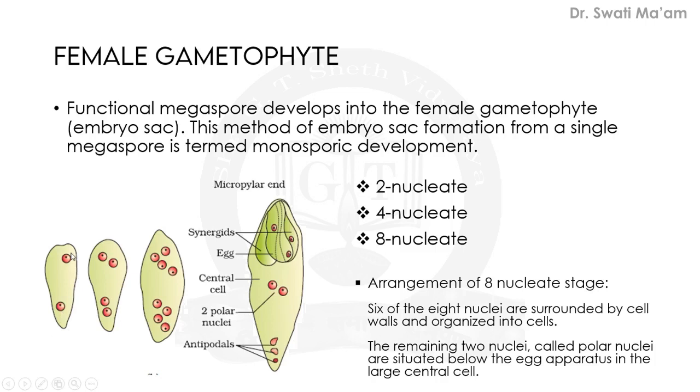So here, the first diagram is showing the two nuclei structure. Again, 2 will develop into 4 nucleated structure, and then 4 will develop into 8 nucleated structure. So this diagram will be showing the 8 nucleated structure. No cytoplasmic division is followed, only the nucleus will divide. So actually, first, second and third mitotic division will result in 8 nucleate structure.